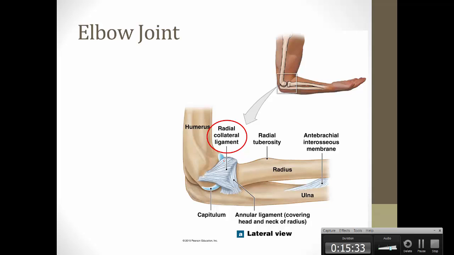Here is a lateral view that shows the radial collateral ligament, which is kind of a triangle and connects the radius to the ulna, and this way we are protecting the shoulder joint. Sorry, we're protecting the elbow joint from getting dislocated.